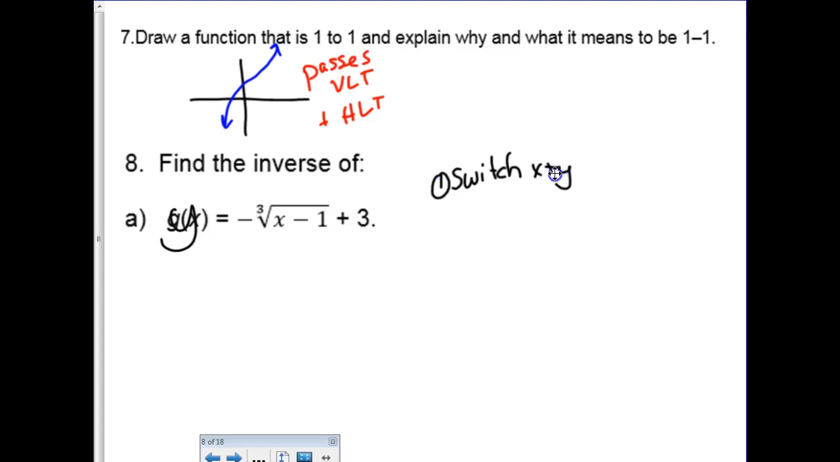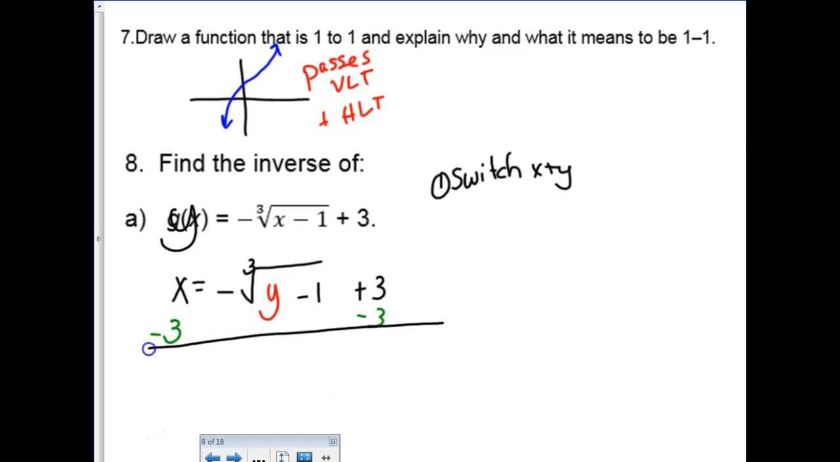Actually, you know what, I kind of skipped a step. I should have checked to see if this was even a 1-to-1 function. It is, by the way. So we're going to go ahead and find the inverse by switching the x and y. Oops, except I didn't do that. And then you're going to do some algebra to solve for the y. So I'm just going to subtract the 3 over.